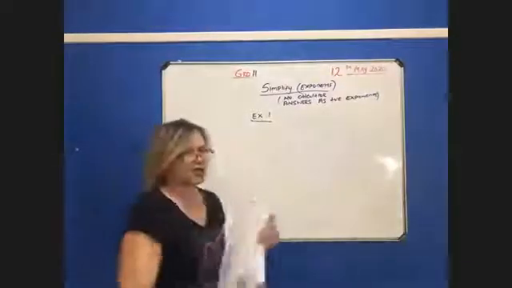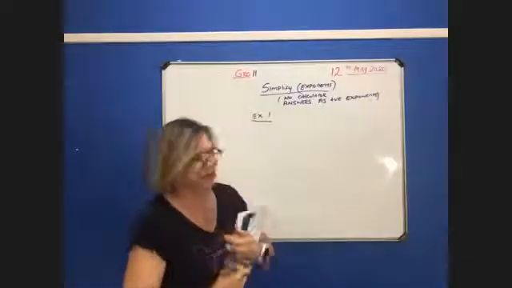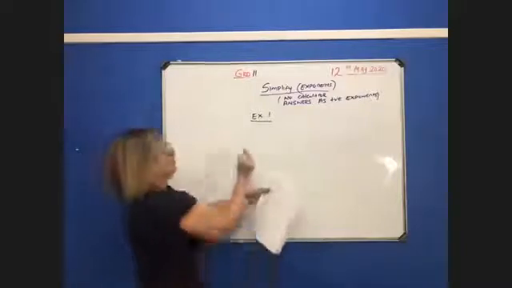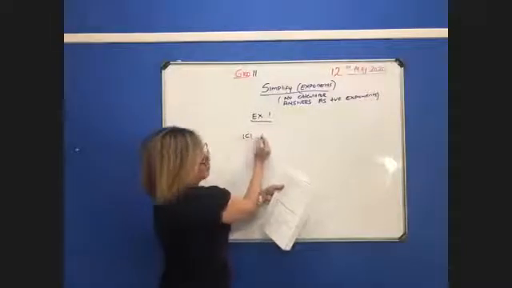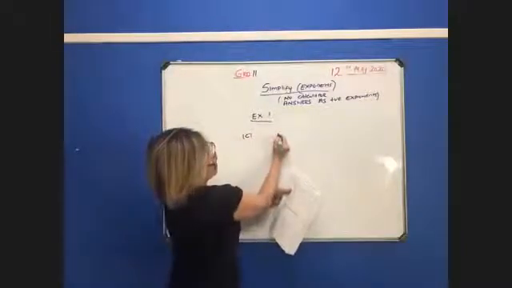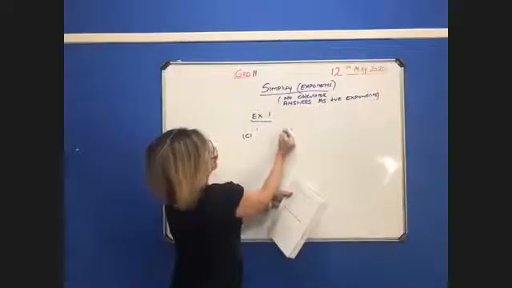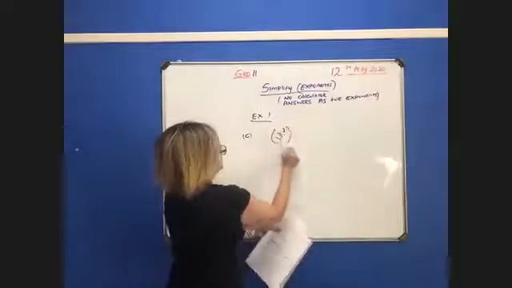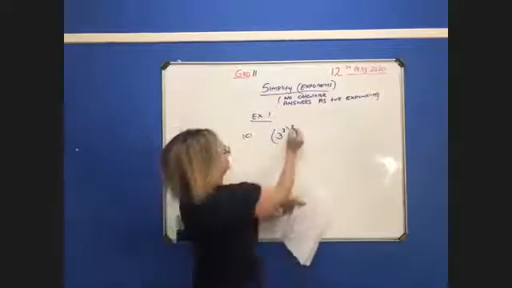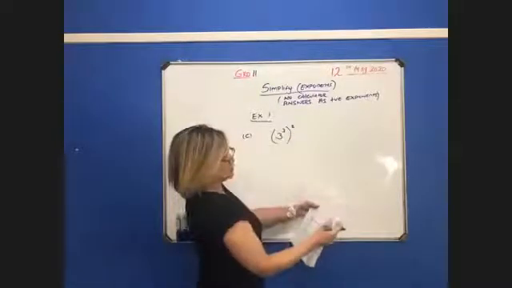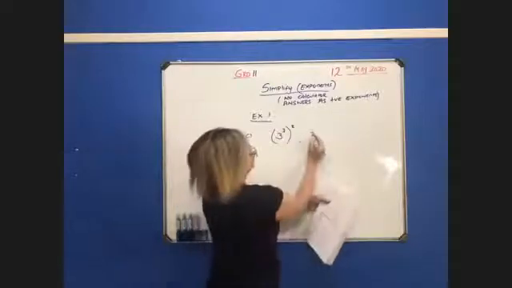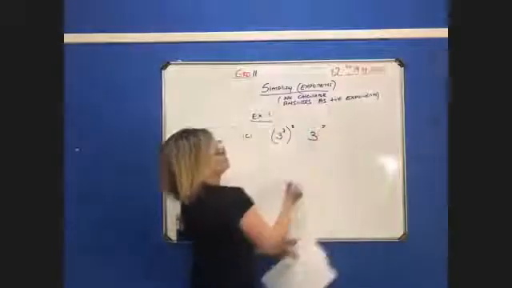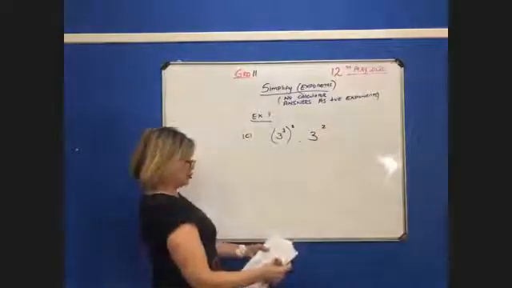The answers are at the back of the book. I didn't check to see if there's an error, so if there's a problem, just SMS me. The next one was 3 to the 3, that was in a bracket, squared, dot, which means times 3 squared. Okay, so that was the question.